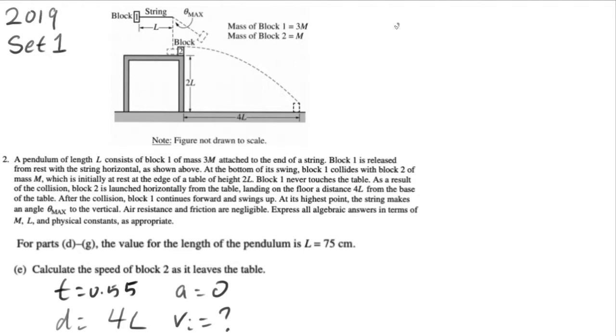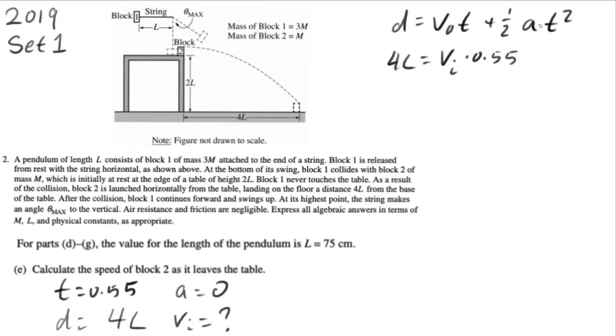So using the kinematic equation, d equals v0 t plus 1/2 a t squared, we can find the initial velocity. We know that distance is 4L, we know that v0 is what we're trying to find, we know that t is 0.55, and we know that a is 0, so this whole component will equal 0, so it's plus 0. So we divide by 0.55 and plug in 0.75 for L. Plugging all that into the calculator, you get v initial equals 5.45 meters per second. And that's your answer for part E.